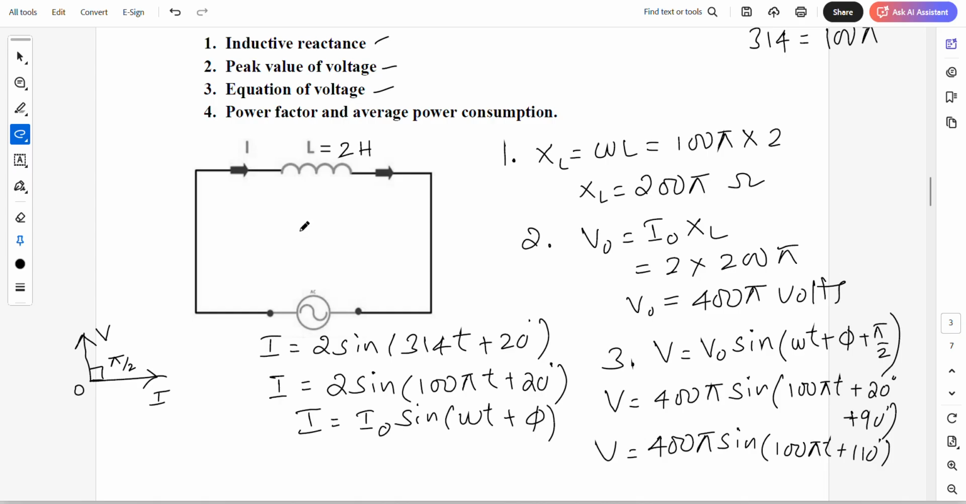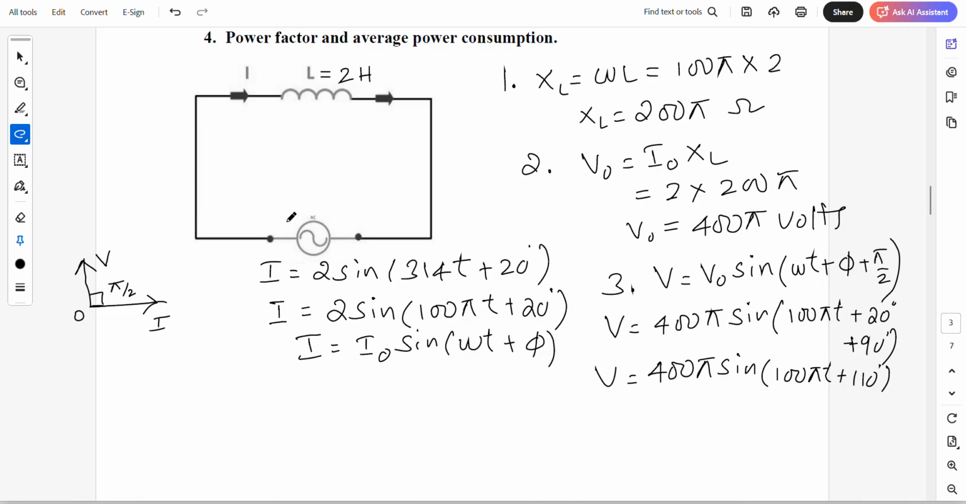Now we have to calculate the power factor. What is the equation of power factor? Number 4 is power factor. Power factor is equal to cos of delta phi. Cos of delta phi is equal to how much?